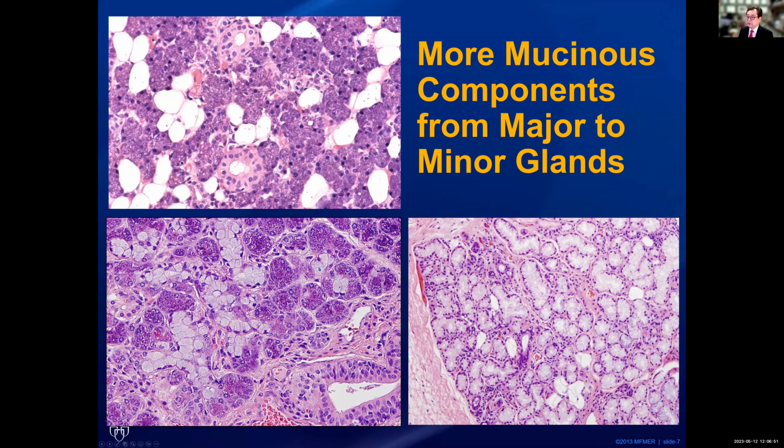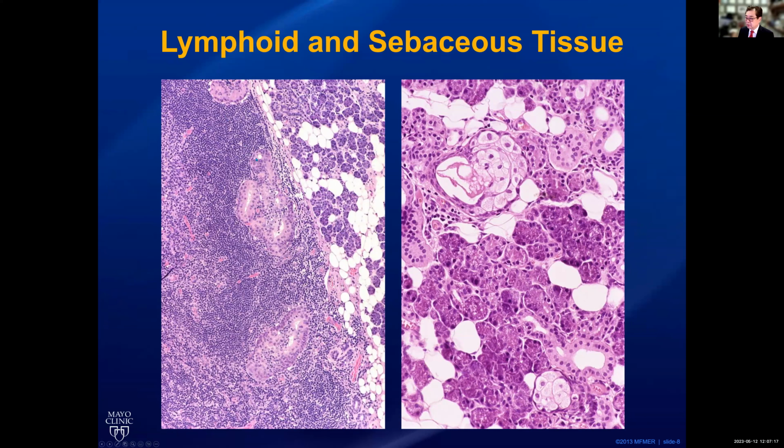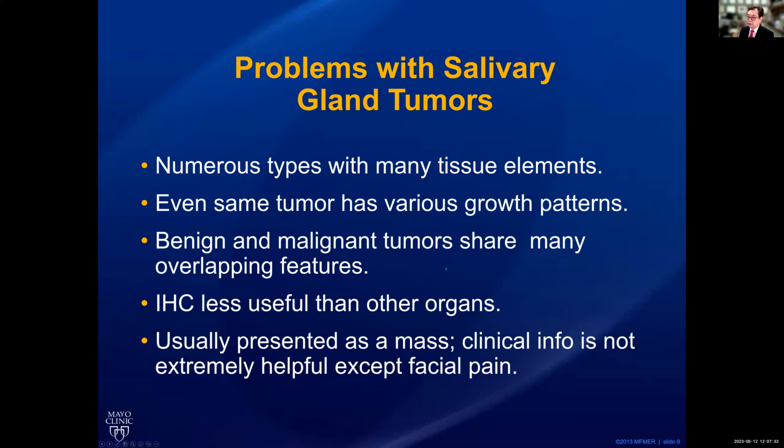And look at this, this is benign salivary gland tissue, and then you have lymphoid. Within the lymphoid, you have salivary gland tissue again, and you have sebaceous differentiation. So the different components of the normal histology give rise to benign or malignant tumors, making the diagnostic approach and task very complicated. And for the following reasons: numerous types of tissue, as we just mentioned, and even the same tumor has various growth patterns. And sometimes benign and malignant tumors share overlapping features.